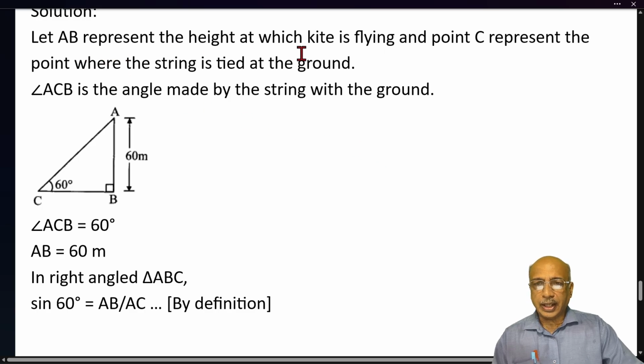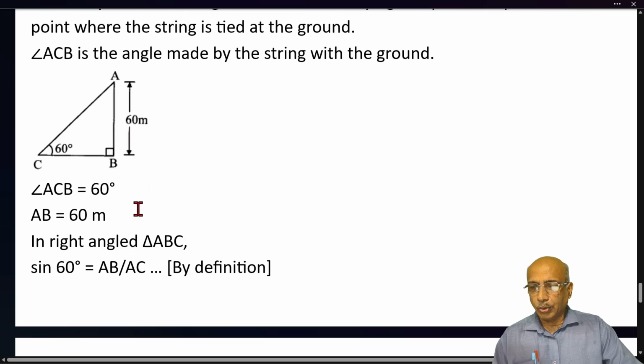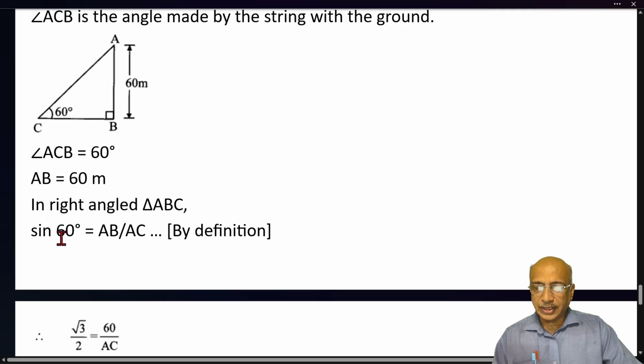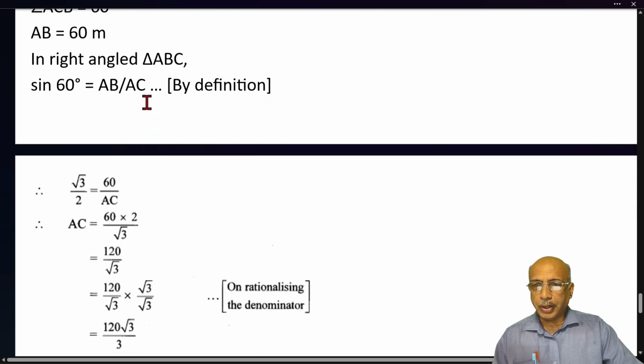Let AB represent the height at which the kite is flying and point C represent the point where the string is tied at the ground. ACB is the angle made by the string with the ground. It is 60 degree. Height is 60 meter. So angle ACB equals 60 degree, AB equals 60 meter. In right angle triangle ABC, sine 60. Why sine 60? Because opposite side upon hypotenuse. We want to find the length of the string. So sine 60 equals AB upon AC.